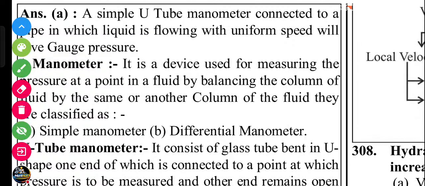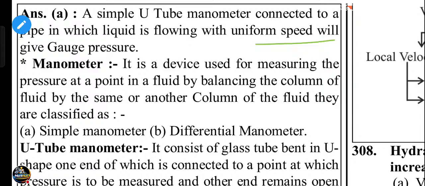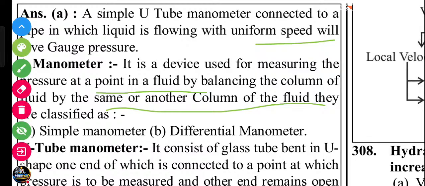A simple U-tube manometer connected to a pipe in which the liquid is flowing with uniform speed will have the gauge pressure. A manometer is a device used for measuring the pressure at a point in a fluid by balancing the column of the fluid by the same or another column of fluid. They are classified into simple manometer and differential manometer.